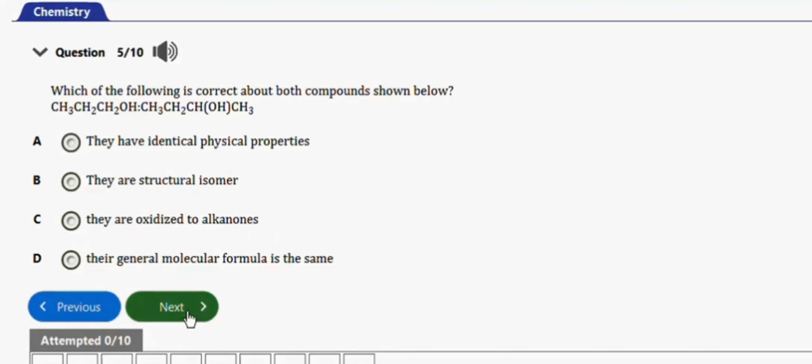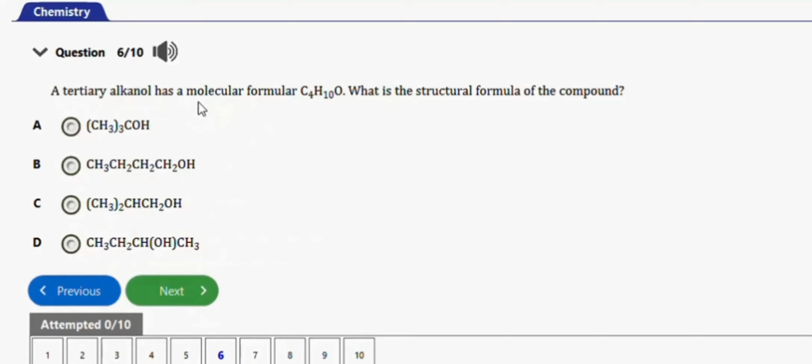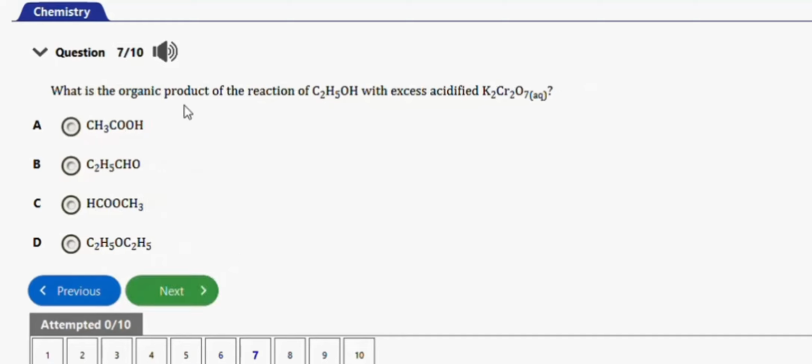The next big question says a tertiary alkanol has the molecular formula of this. What is the structural formula of the compound? So the structural formula of the compound will be option D, that has OH group in between. Alright, the next question: what is the organic product of the reaction of this acidified potassium chromate(VI)? So the right answer would be ethanoic acid, option A. So that will be the product.